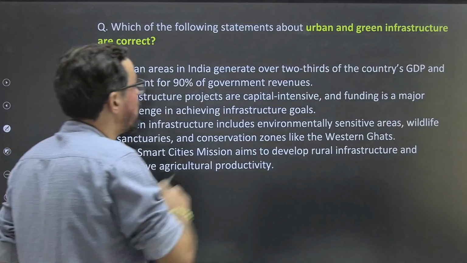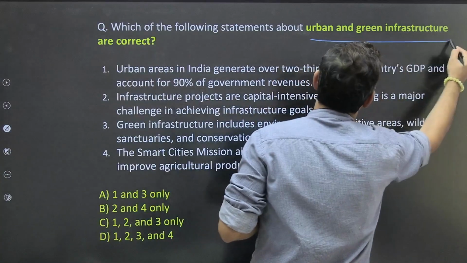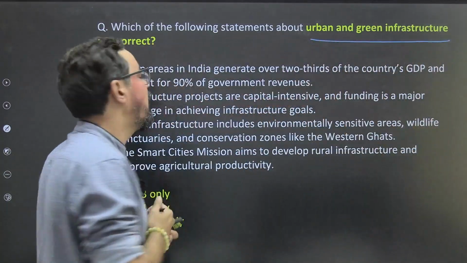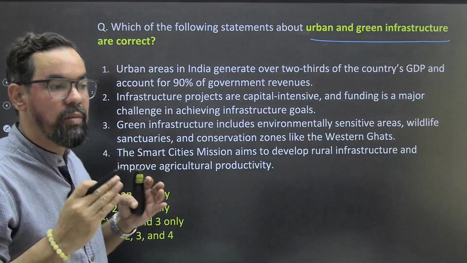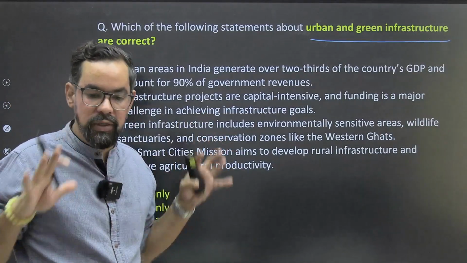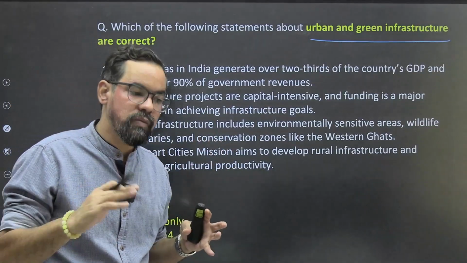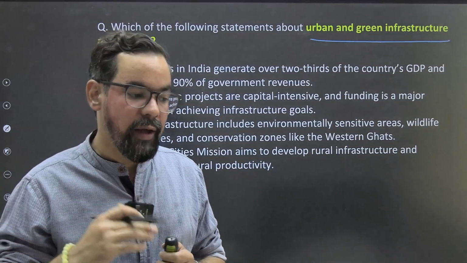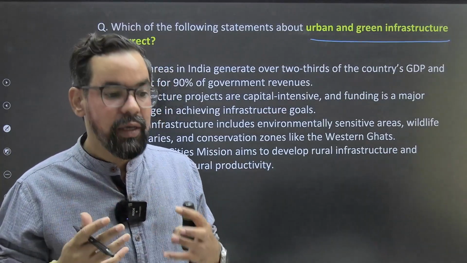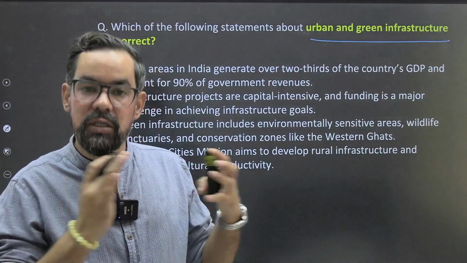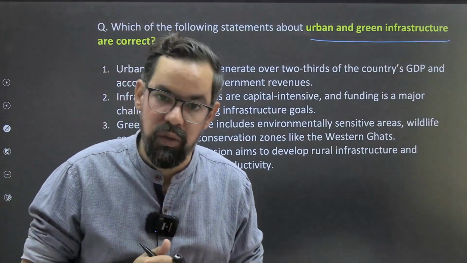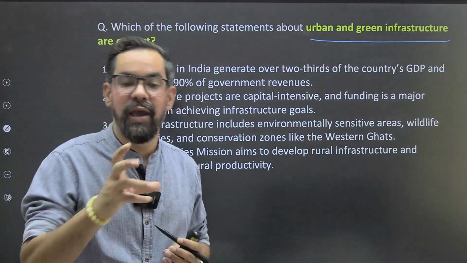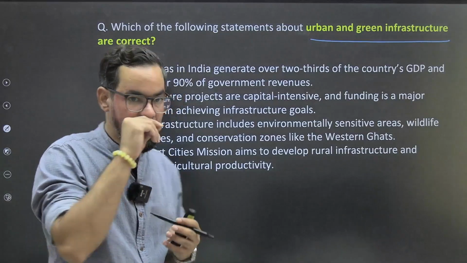Which of the following statement about urban and green infrastructure are correct? Urban infrastructure, which is something related to urban cities and all urban areas. Green is basically where we are having some sort of infrastructure which is supporting the environment also. ठीक है, तो जो जिससे environment को नुकसान ना पहुंच रहा होता हो, that is the one.